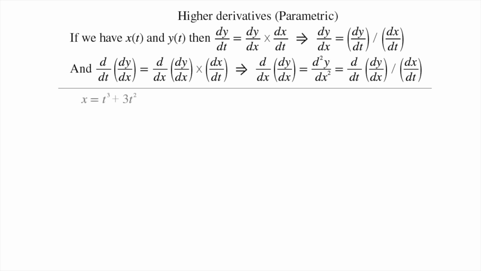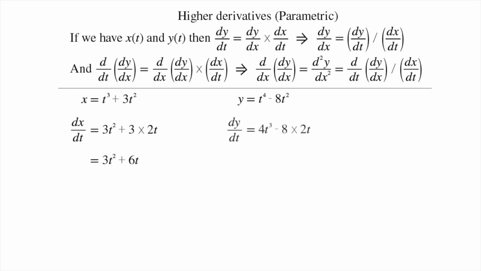Let's take x is equal to t cubed plus 3t squared, and y is t to the 4 minus 8t squared. Then dx by dt is 3t squared plus 3 times 2t, which is 3t squared plus 6t. dy by dt is equal to 4t cubed minus 8 times 2t, which is 4t cubed minus 16t. So now we have dy by dx is equal to dy by dt divided by dx by dt from the first part of our derivation, which is 4t cubed minus 16t divided by 3t squared plus 6t.